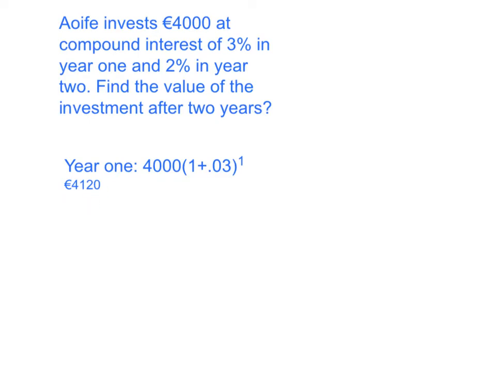So now what we have to do is we have to start year 2. So again, as I said, we're doing it year by year. So into year 2, there we are. We're putting in what we ended year 1 in. So that's what I mean by doing it year by year. So what we ended year 1 with was 4120. So now that goes into our formula with our new percentage rate of 0.02. And we get our answer of 4202.4. So that's the value of Eva's investment after 2 years. Okay, right.